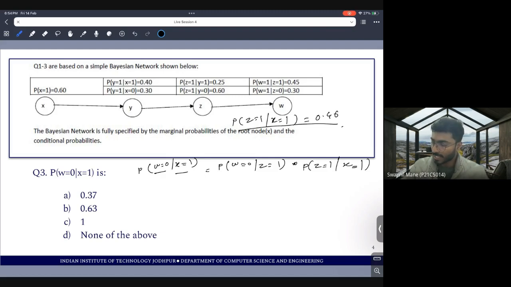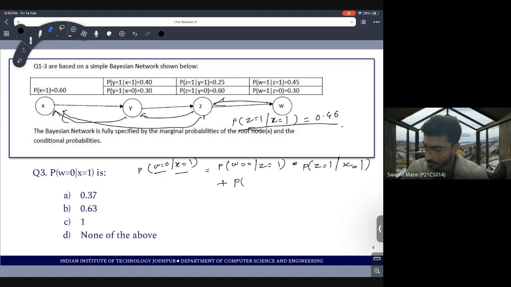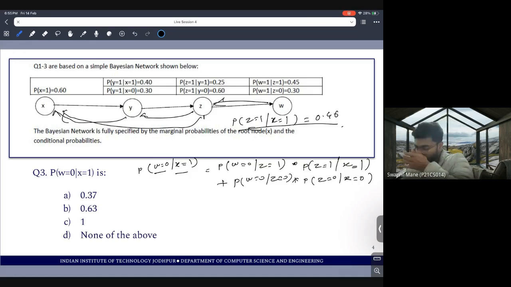Are you getting it? We are accessing the previous node because the previous node data has been given, and by using it we are accessing the x value here, which we already calculated in the previous example. If that x value is not given, then we have to access the y using the x, likewise. So here, plus the probability of w is equal to 0 given that z is equal to 0, into the probability of z is equal to 0 given that x is equal to 0. So this is good enough. You are getting the hint, so by using this data you can calculate the values easily.